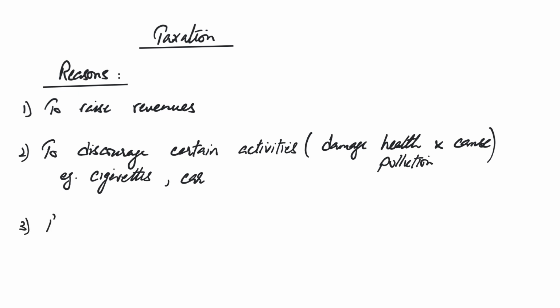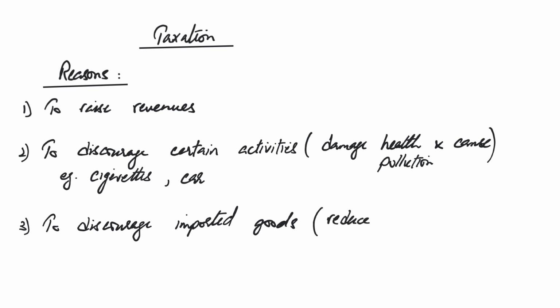Sometimes taxes can be to discourage imported goods. अच्छा, imported goods पे जो ड्यूटीज लगती हैं, कस्टम वगैरह, वो भी टैक्सेशन में आती हैं. They call it tariffs वैसे तो. And there's a reason to discourage these because they reduce domestic goods consumption. So one of the reasons could be that.